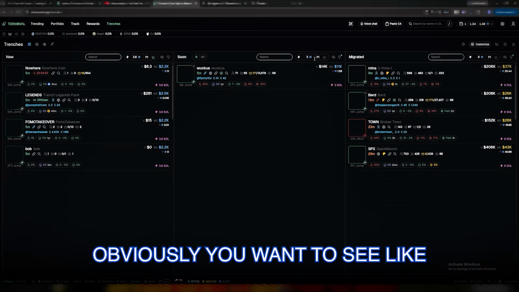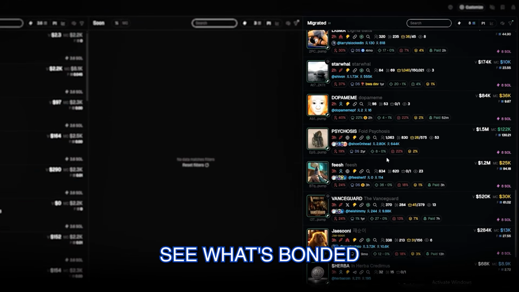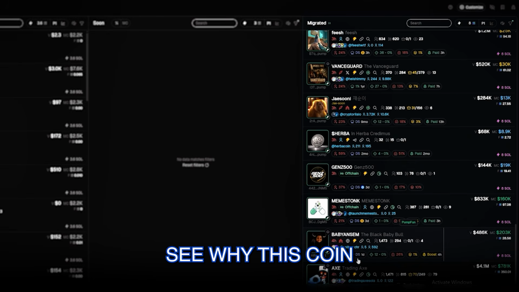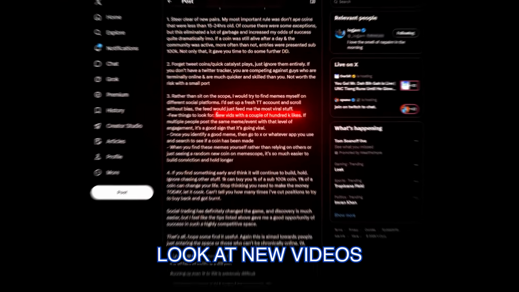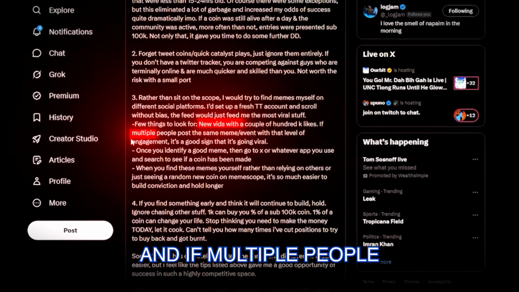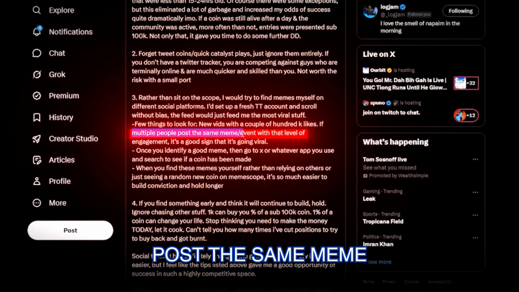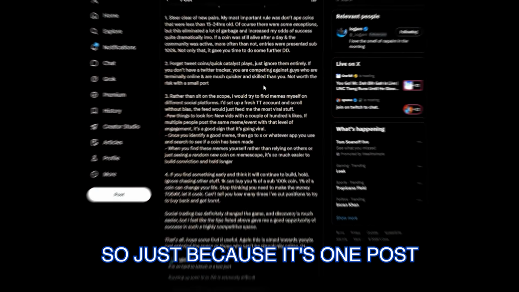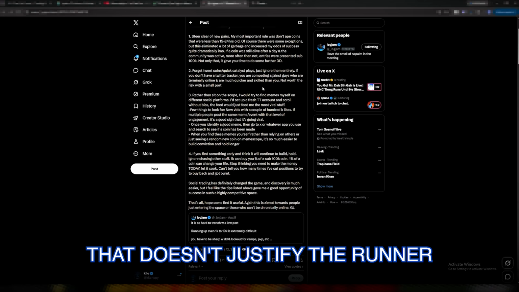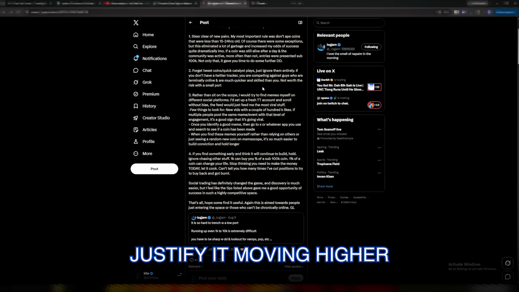So it's always important that you guys are looking at these filters and settings to try to help you find narratives. Obviously you want to see this side as well, see what's bonded throughout the day and see why this coin has been running, find out the meta of the day, etc. You guys want to look at new videos with a couple of 100k likes, and if multiple people post the same meme with that level of engagement, it's a good sign that it's going viral. So just because it's one post with 100,000 likes, that doesn't justify the runner. It doesn't justify it moving higher.